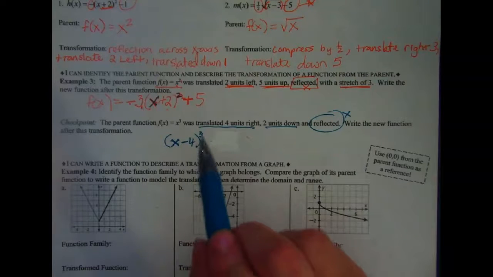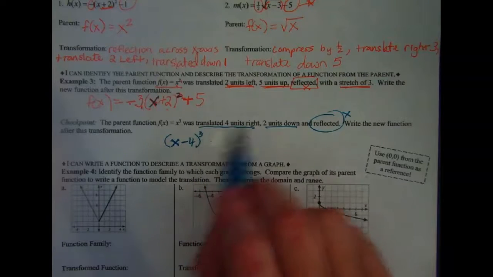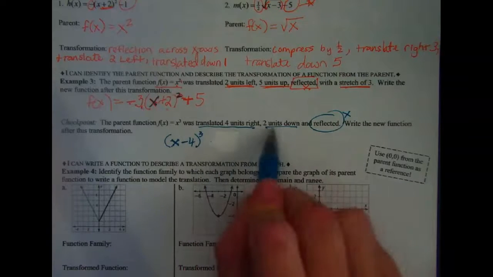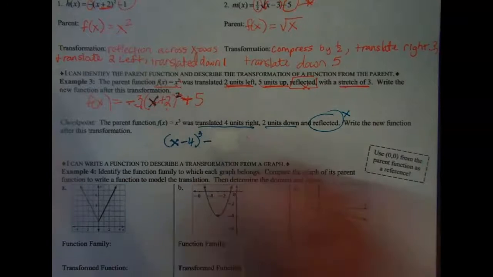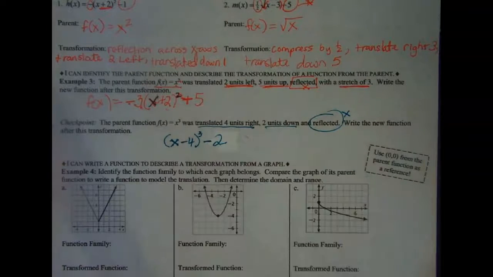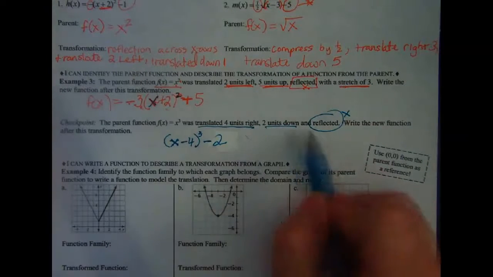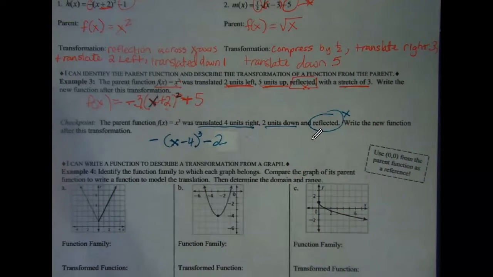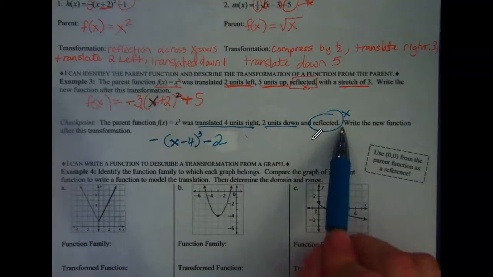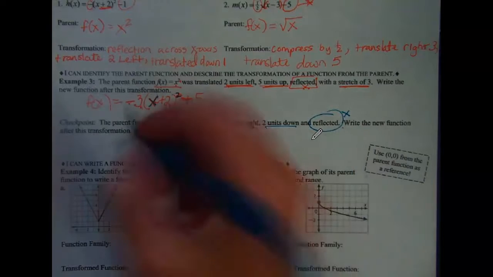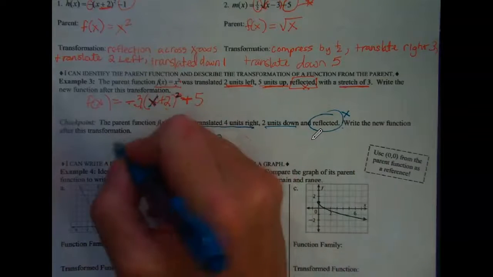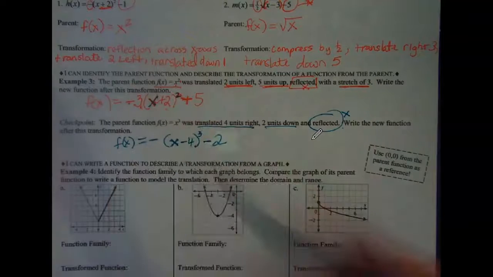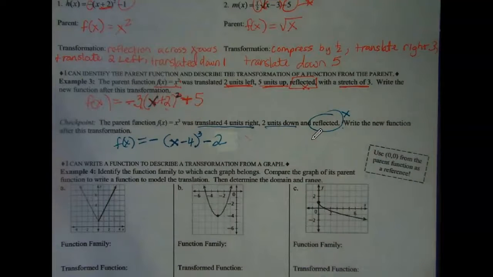So then the next part, we're looking at 2 units down. Again, when we go up or down, that's out by itself, and down 2 would be the minus 2. And then we reflect it, which means we put that negative out front. It doesn't say compress or stretch, so there's no number. So this would be f of x equals, and then there is our translated function.